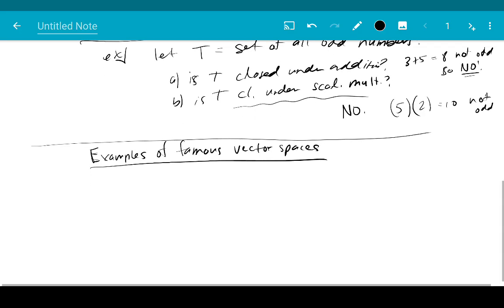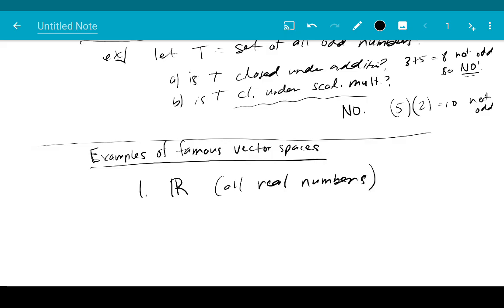So the first example is just the set of all real numbers. It's not nearly as interesting of an example as something like if I ask about the set of all even numbers. The set of all even numbers did not end up being a vector space, but it was more interesting to think about. But the set of all real numbers, it's almost obviously a vector space.